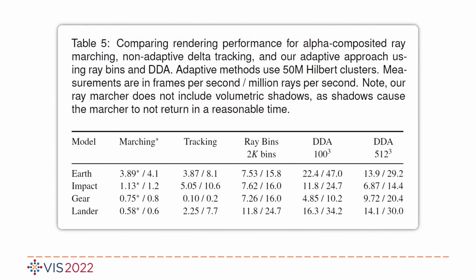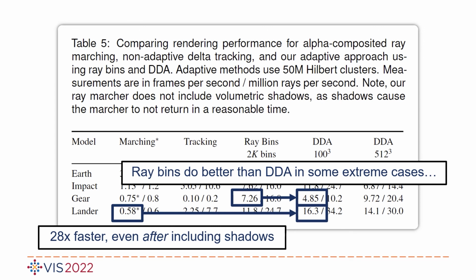Finally, we evaluate the improvements to our rendering performance over traditional methods. And the speedup that we see by switching from ray marching to an adaptive delta tracking method is dramatic. On the Mars lander dataset, with ray marching, we get less than 1 frame per second, and that's without volumetric shadows. But then with adaptive delta tracking, we get up to 16 frames per second with volumetric shadows included. And we see a similar jump in performance with all of the datasets that we have.